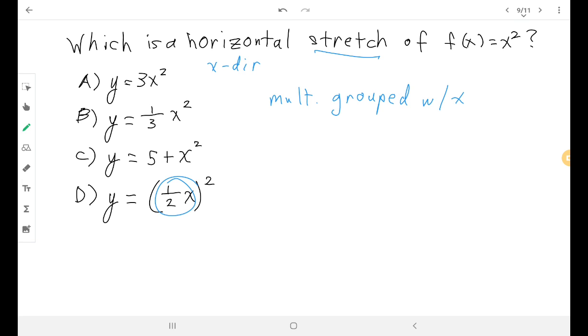So we're grouped with X, which means the X direction. We're multiplying, which means we got a stretch or a shrink, and it looks like there should be a shrink, but there really should be a stretch because things happen the opposite of what you expect them in the X direction. So D winds up being our answer. I'll give you a moment to look at that and ponder that.